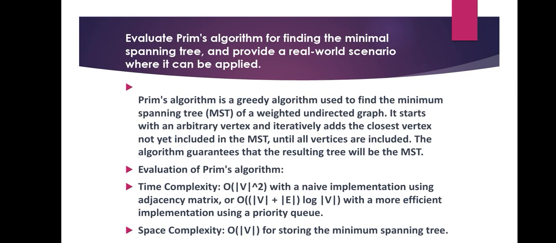Let's move to the third question. Evaluate Prim's algorithm for finding the minimum spanning tree and provide a real world scenario where it can be applied. Prim's algorithm is a greedy algorithm used to find the minimum spanning tree of a weighted undirected graph. It starts with an arbitrary vertex and iteratively adds the closest vertex not yet included in the MST, until all vertices are included. The algorithm guarantees that the resulting tree will be the MST.